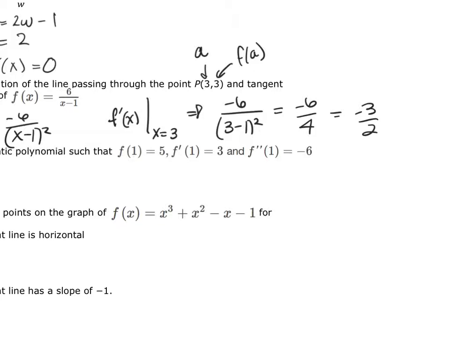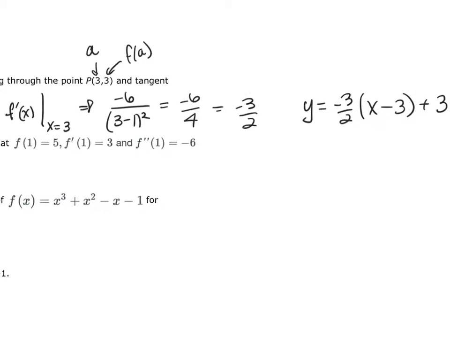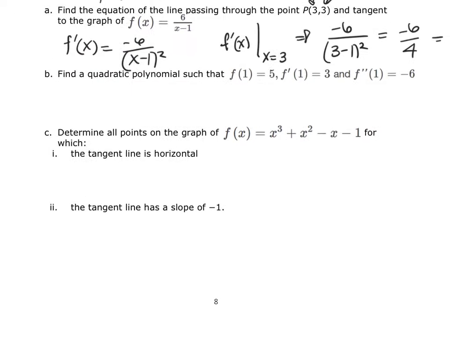How are we doing? So now I just need to find the equation of the tangent. So it's going to be y minus f of a is equal to my slope, which is negative 3 over 2, times (x minus my a), and then I just need to clean that up. Right? So before we do B, we're going to talk about C.